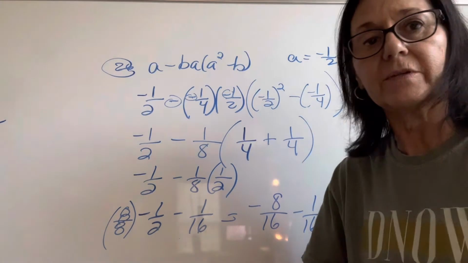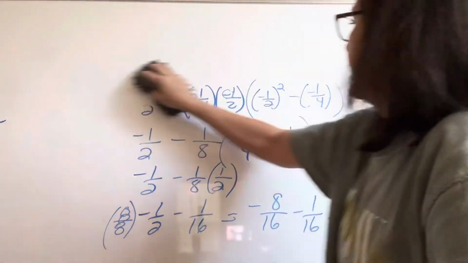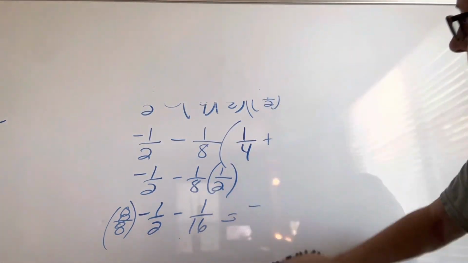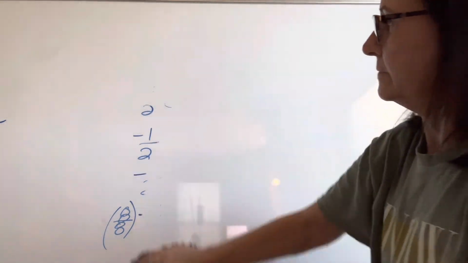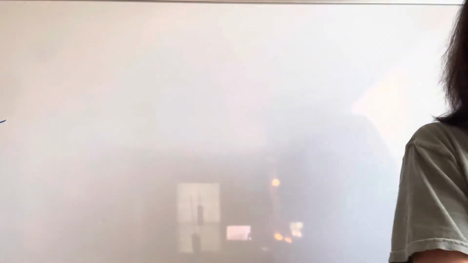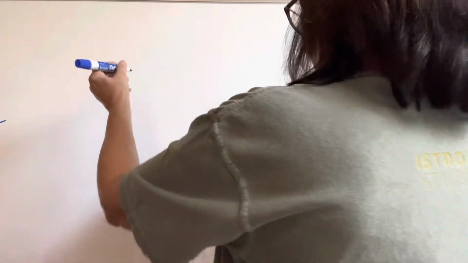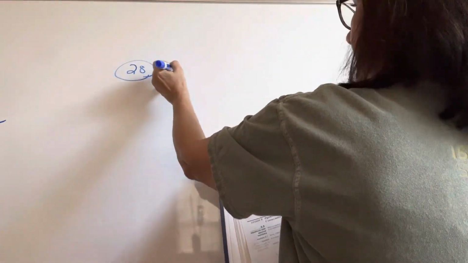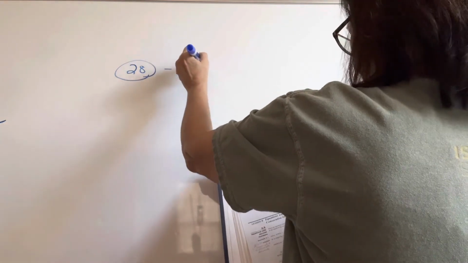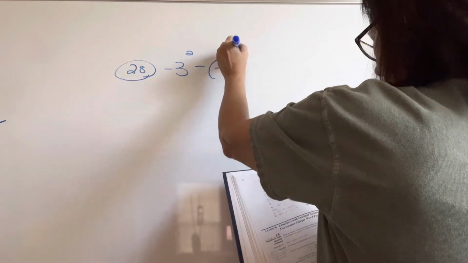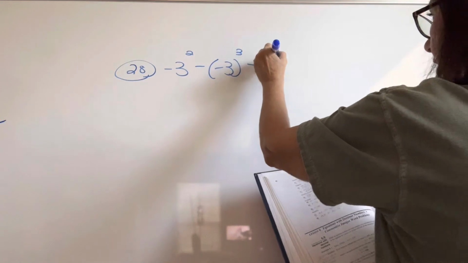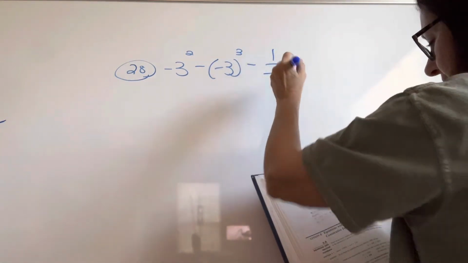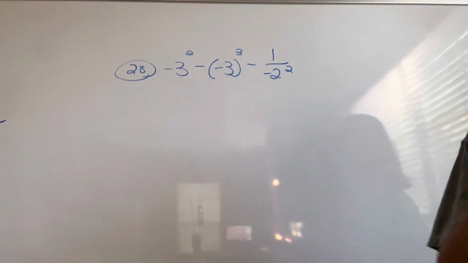The very last one, number 28. Number 28. All right, 28 is negative 3 squared minus negative 3 cubed minus 1 over negative 2 squared.